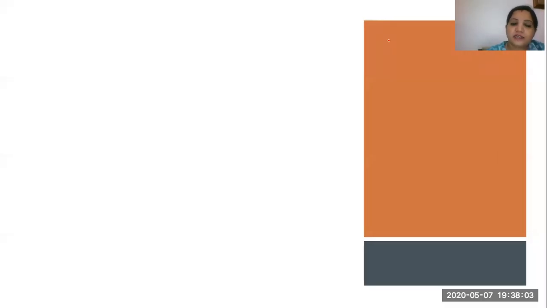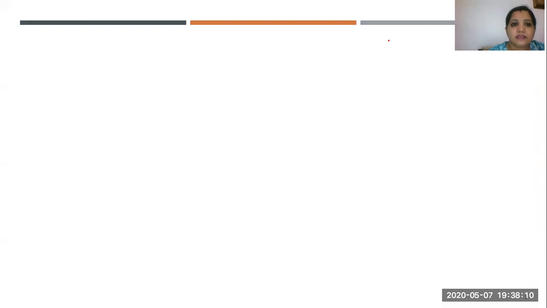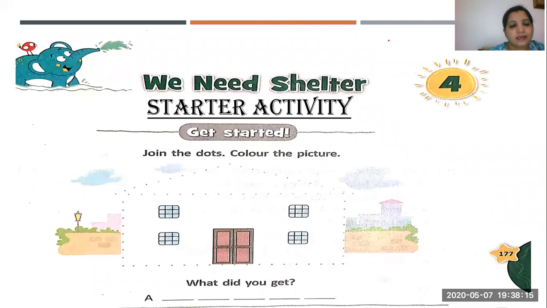Today we are going to start our next chapter, chapter 4. We need shelter. Before entering into this chapter, there is a starter activity given in your textbook. I want all of you to do the starter activity, and I will show you how you are going to do it and then upload it in the Google Classroom. Those who are not having the textbook, I will be providing you an attached page in the Google Classroom. You can either take a printout and then do the activity, or do the activity in the same way as I am doing and then upload it back in the Google Classroom.